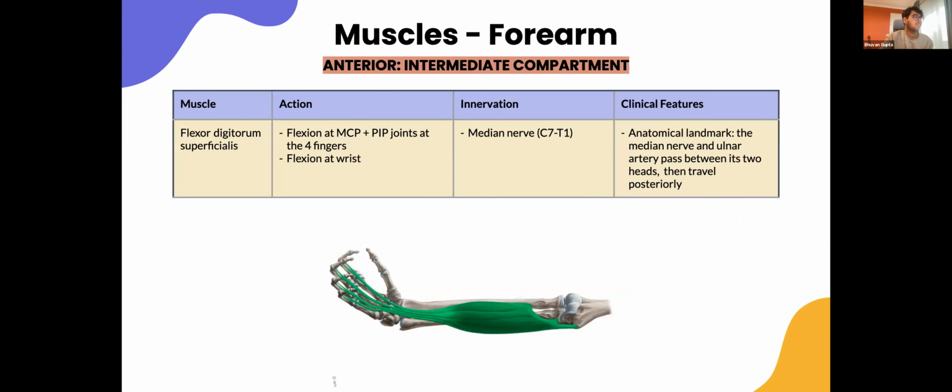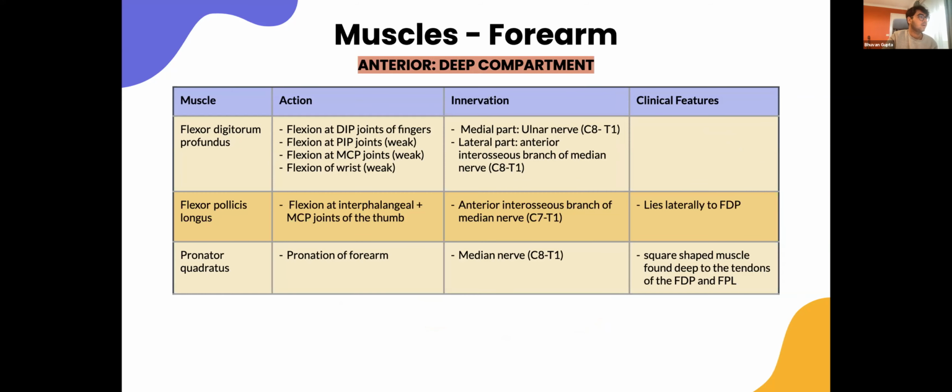Okay, then intermediate compartment, that's just our superficialis, which as we said, only goes to the MCP and proximal interphalangeal joints. It does a little bit of flexion of the wrist, naturally, because it crosses the wrist. And then the profundus, which, as you guys said, goes all the way to the distal interphalangeal joint. This one has split innervation, so it's the ulnar nerve and the median nerve. So our lateral part is the median and our medial part is the ulnar, which is not the most intuitive in terms of the name.